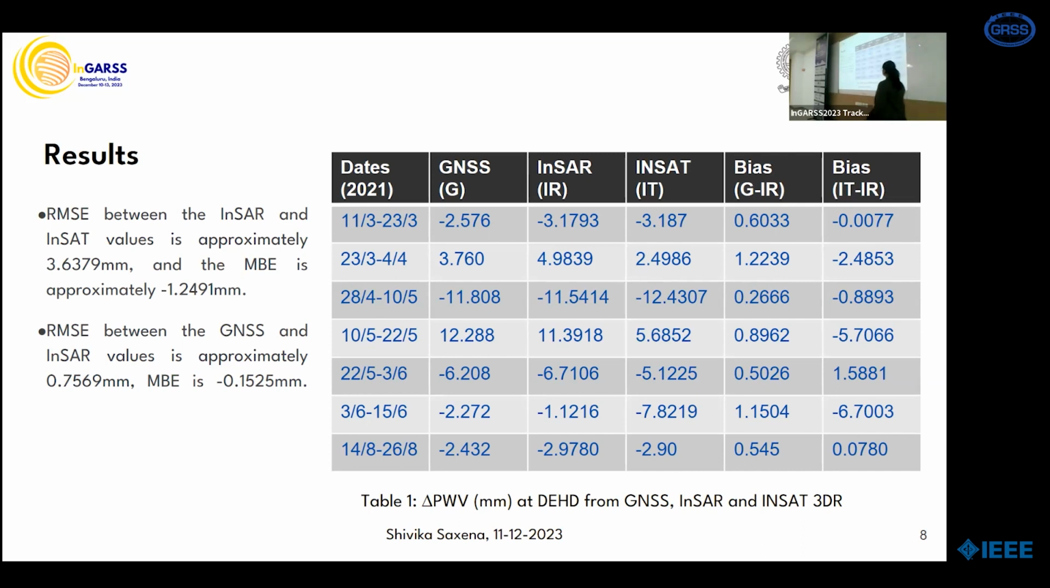We can see that for these dates, 14th August and 26th August, this is a differential PWV value from the GNSS, from InSAR, from INSAT. And this is a very good result we are getting for the pre-event date. The event actually happened on 27th August. So the atmospheric picture was captured in the InSAR data from 26th August, and we can see good results.